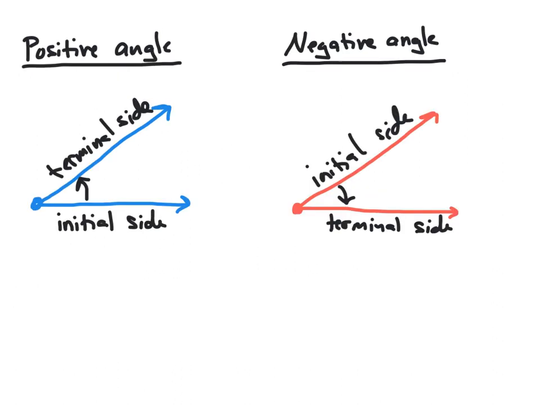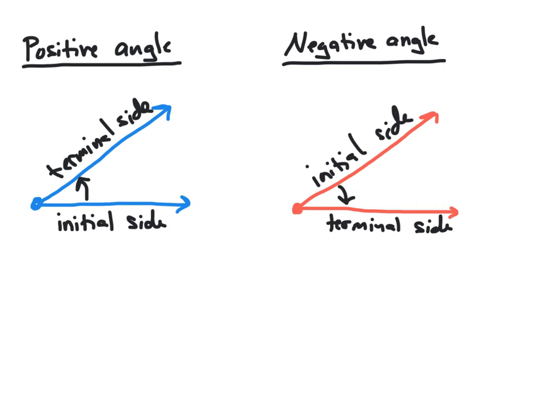Here are depictions of a positive and a negative angle. Note that the positive angle on the left side has an initial side which is horizontal and is rotated counterclockwise to get to the terminal side. The rotation is indicated by the arc mark with an arrow pointing the direction near the vertex.